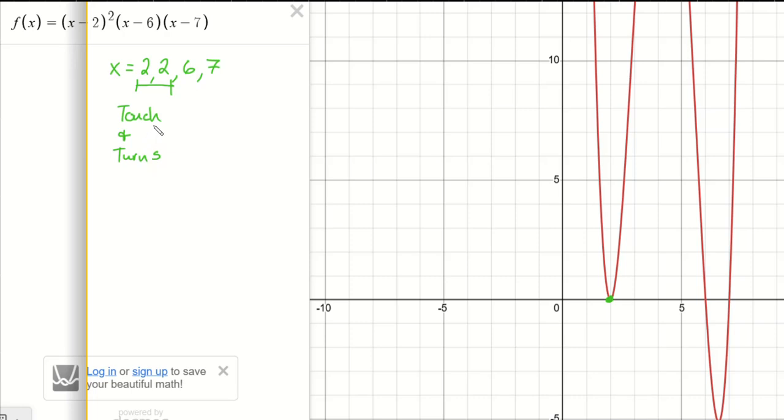Okay, a U-turn is okay if that's what you want to use. A different class uses bounce, is what they have as their language. I don't like bounce because if it did this way, it doesn't feel like a bounce anymore to me. A U-turn is a good language. I'm fine with that. Okay, what about here? What does it do? The function, does it cross or does it touch and turn?